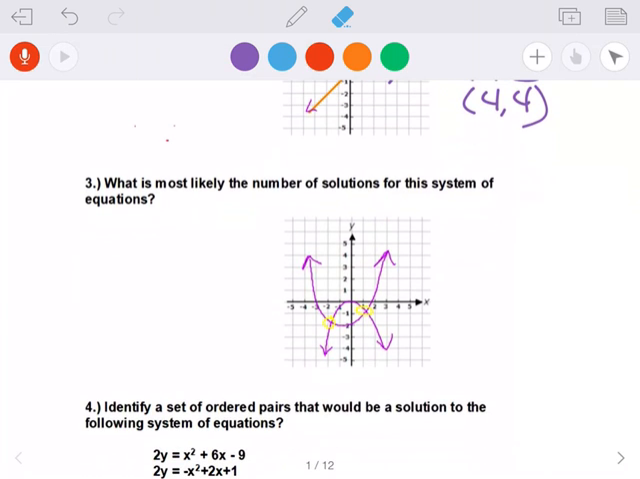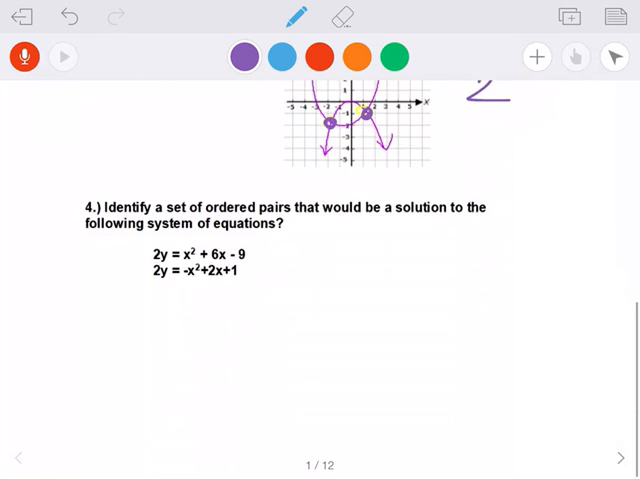For number 3, what is most likely the number of solutions for this system of equations? The number of solutions is how many times do they intersect each other? Well, they intersect each other right here. Let's circle it. They intersect right here and right here. So that's 2 solutions. It's not asking what they are, it's asking how many.